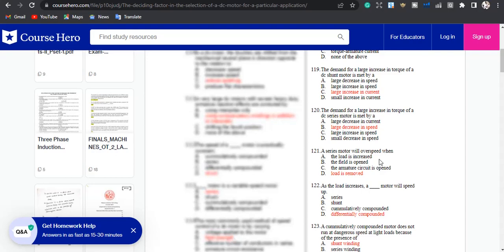Okay, you get access to the question bank and then the exact answers. So initially, let's see, the answer to this question is what? Load is removed.